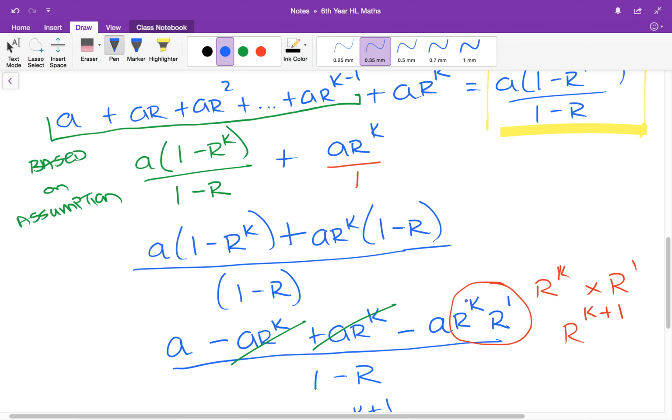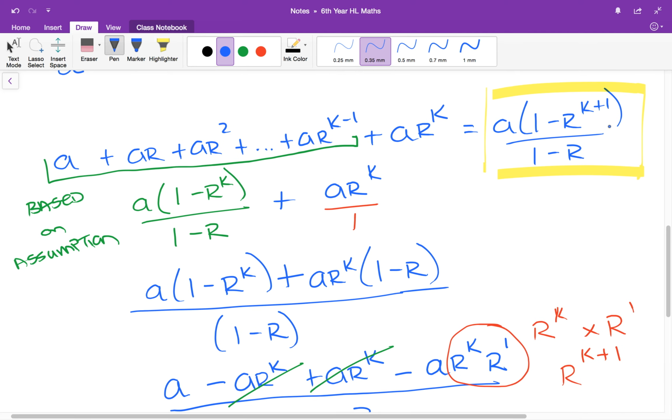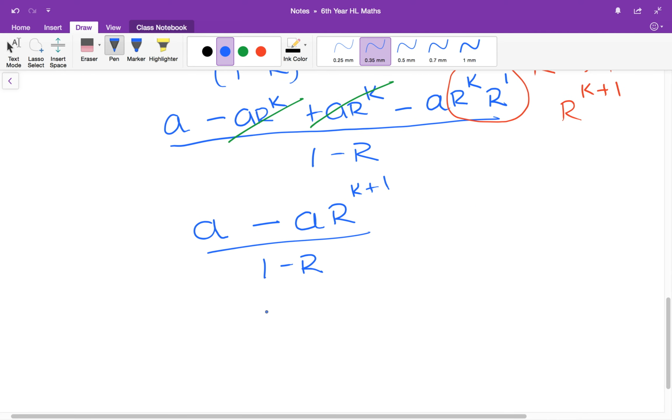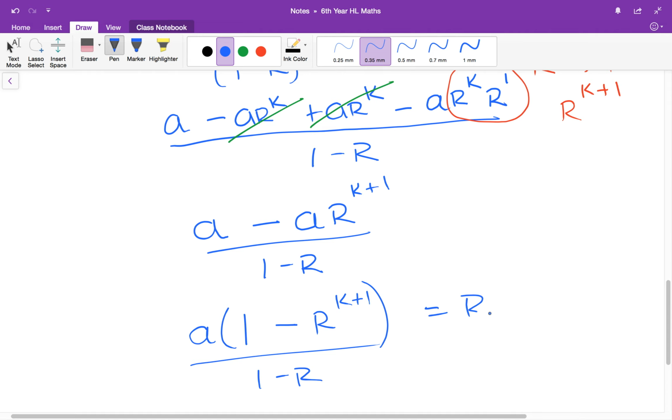And I'll just remind you what we were looking for. So this is what we're looking for here. So if we take the a out as a common factor, divide the a out here, you get 1 minus, divide the a out here, you get r to the k plus 1. And that's all over 1 minus r, which is exactly what the right hand side is.